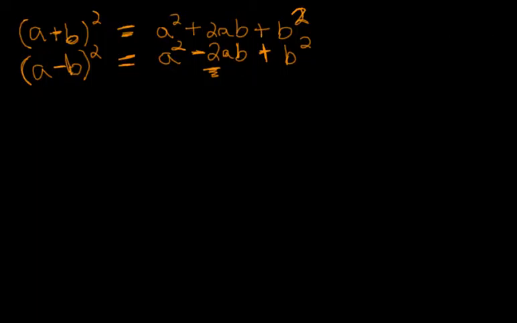So these are the exercises 21 through 32 in your textbook. And so let's start by looking at 22. So I have y squared minus 10y plus 25.